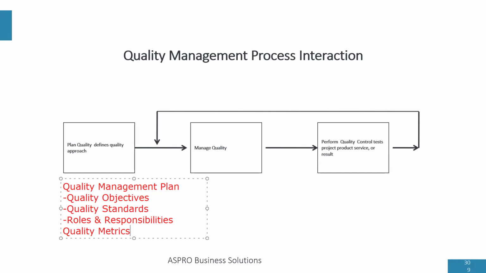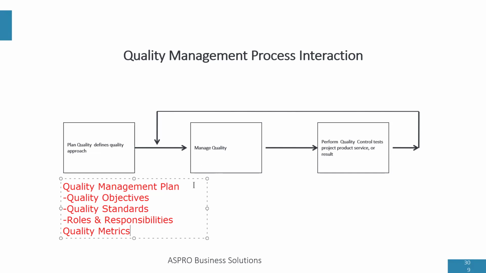So let's say that for one of your products, to determine the quality of that product, we have to weigh it. It means that one of your quality metrics is weight, and you must test the weight of each item to determine whether quality is achieved or not. So that's what happens in the first process of plan quality.